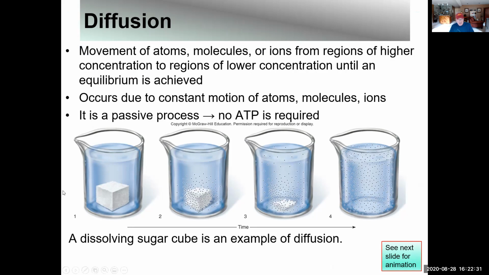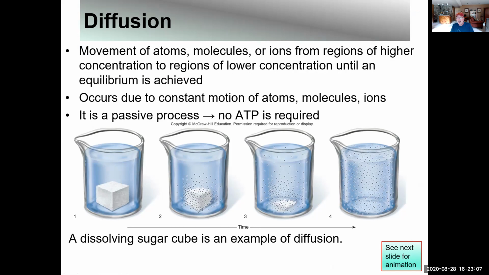And the example that I'm showing you here, of course, is what happens if you take a sugar cube and place it into a beaker of water. What happens to the sugar as it dissolves? And that's what's going on as we go from 1, 2, 3 to 4. As time goes on, that sugar cube dissolves as a result of diffusion. The sugar molecules begin to move from a region of high concentration into a region of lower concentration, which would be, of course, the water surrounding that initial cube that you dropped into the beaker.